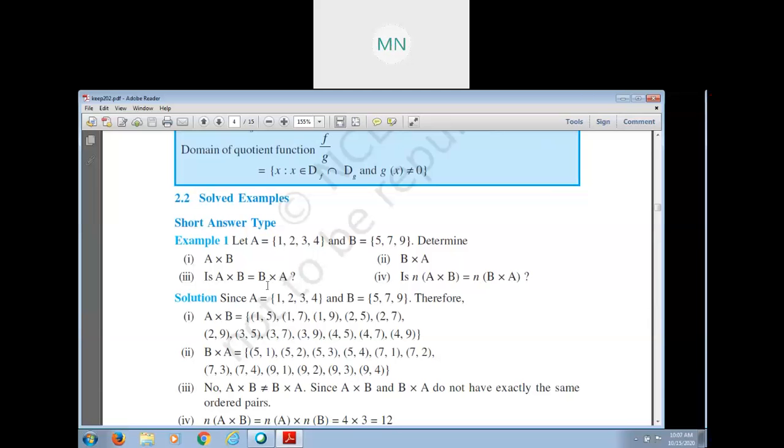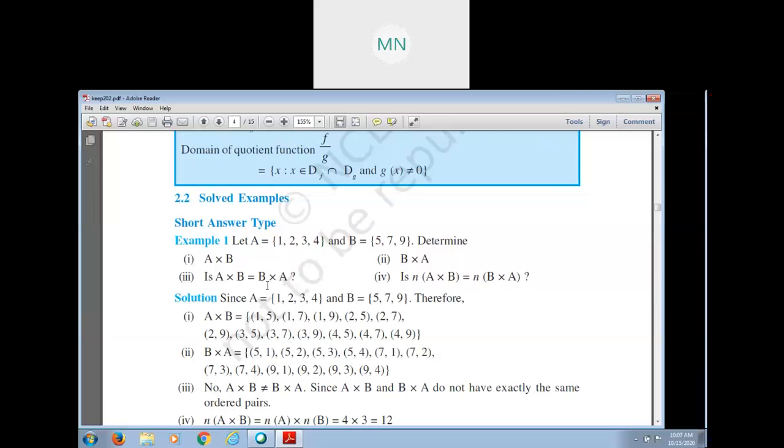So the question arises like that. Suppose commutative law holds for Cartesian product. Is it true or false? Suppose I say commutative law holds for Cartesian product. Is it true or false? False. Yeah, it is false.